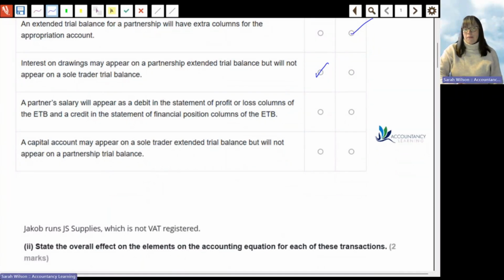A partner's salary will appear as a debit in the statement of profit or loss columns of the extended trial balance and a credit in the statement of financial position columns of the extended trial balance. So this is true. So the salary is going to be an expense to the business, so it will show as a debit in the P&L. But the credit side of it is the liability. So the salary is then going to be a liability of the business to pay to that partner.